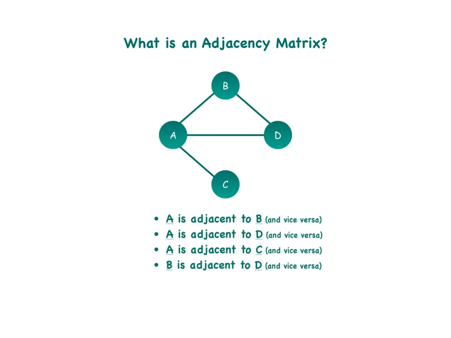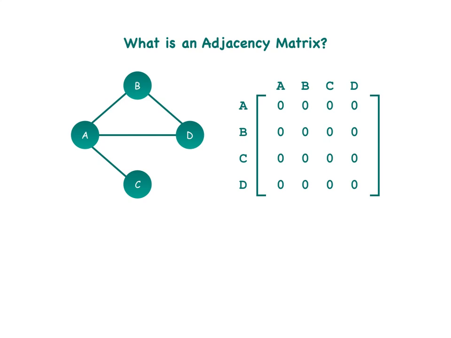Clearly, we can see that A is adjacent to B and vice versa. A is adjacent to D and vice versa. A is adjacent to C and vice versa. And B is adjacent to D and vice versa. However, could we represent this as a matrix?